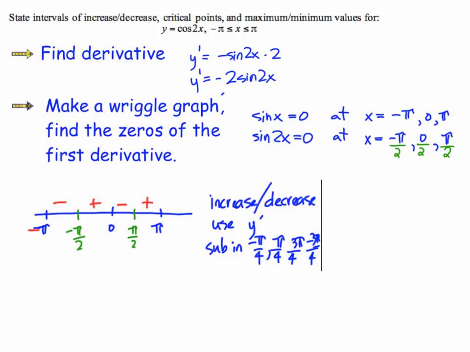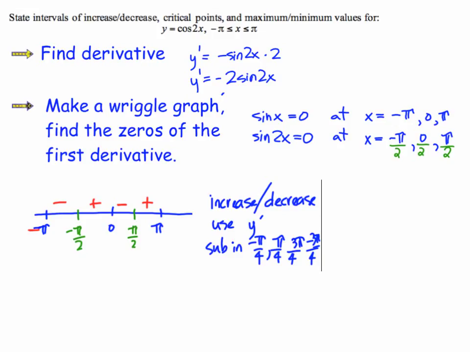So the intervals in between that, remember pi over 2 is like 90 degrees. So what's in between that? What are the checkpoints that I'm going to use? Negative pi over 4, pi over 4, 3 pi over 4, and negative 3 pi over 4. And I'm going to sub those into the first derivative.